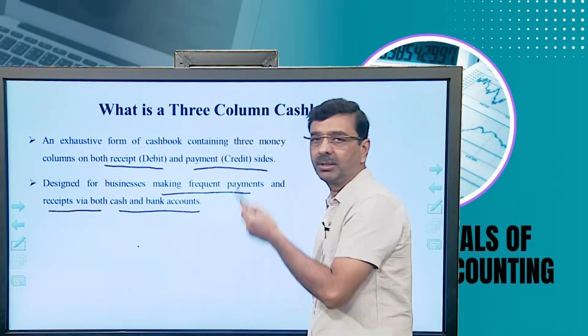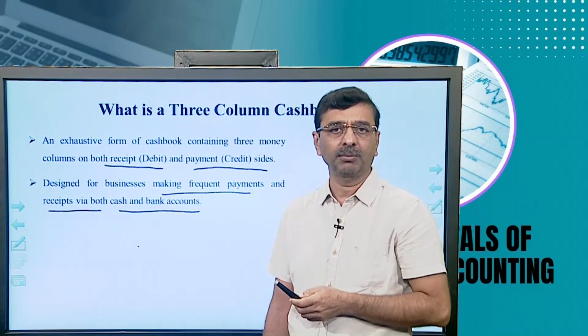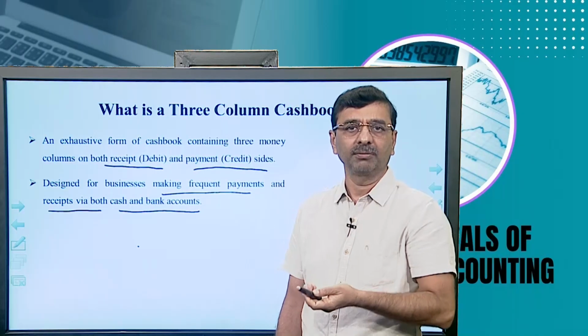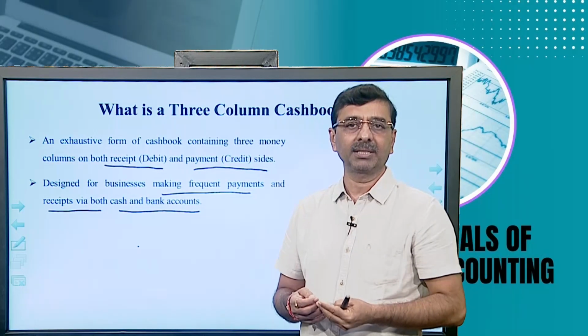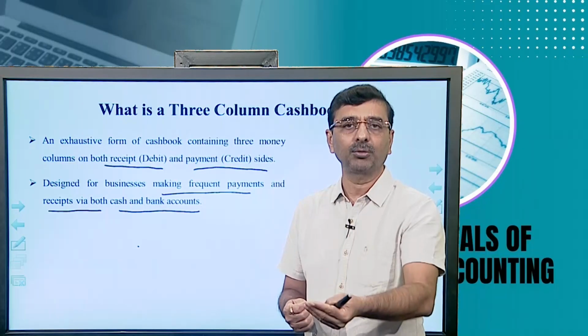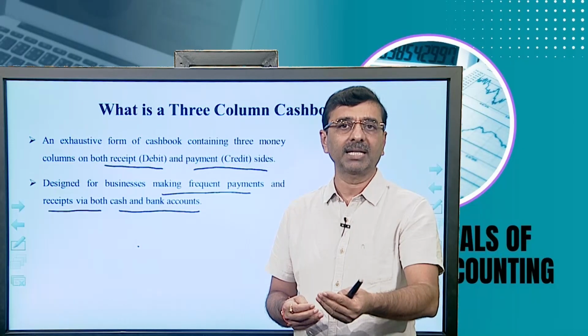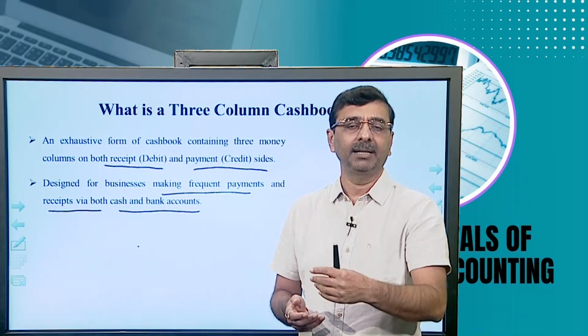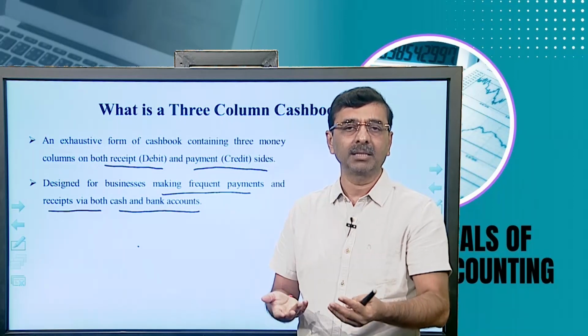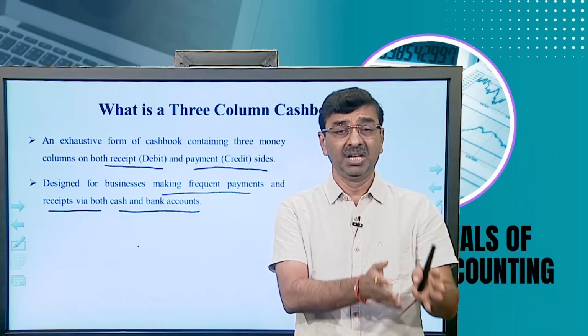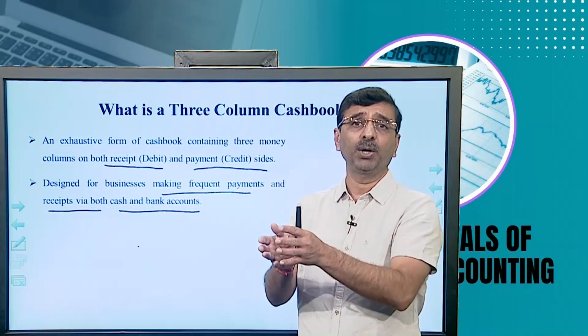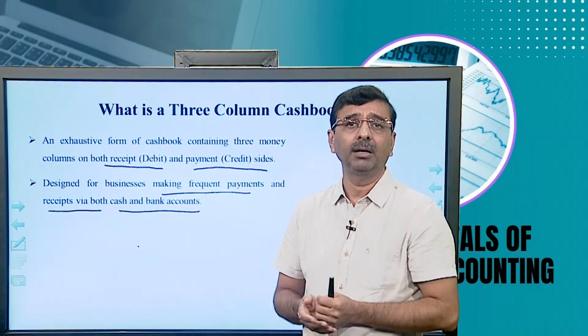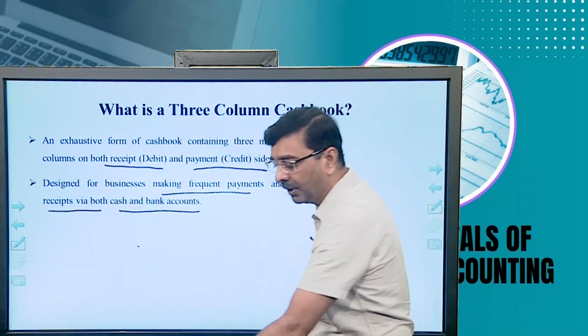Moving to another important point, it is designed for a business making frequent payments and receipts via both cash and bank accounts. This three columnar cash book is prepared because it is easy to understand. The transactions are easily recorded in it, and you will get an idea of the balance at the end of the transactions and how the balance changes frequently through the different cash and bank transactions.